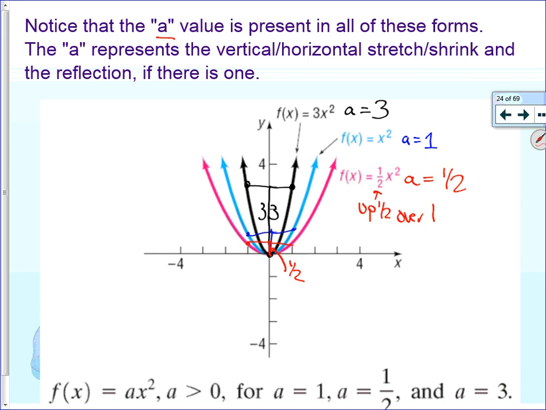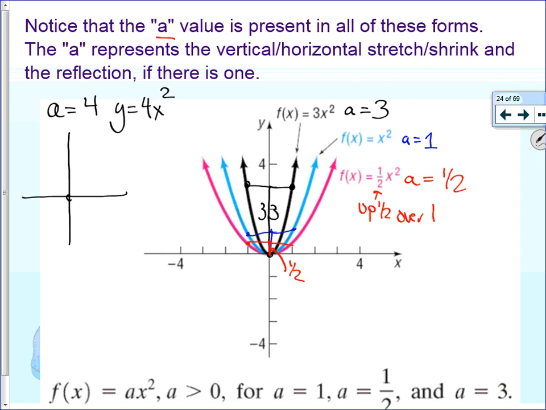So let's say a equals 4. So for example, y equals 4x squared. You would go up 1, 2, 3, 4, and then over 1 in both directions. Up 4, over 1. And because the parabola has that y-axis symmetry, because it is, in this case, an even function, that's why you go both right and left. Up 4 and over 1.